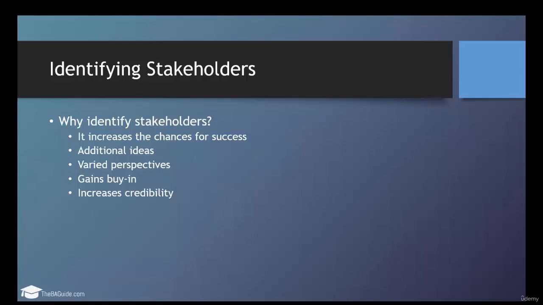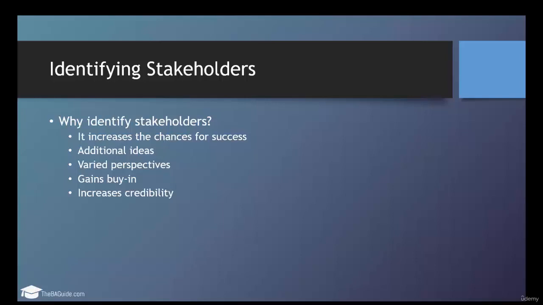After success, gaining buy-in is the next most important reason you identify stakeholders. By gaining buy-in, you have users that are actually going to adopt the project. They're actually going to utilize it. They're going to be excited about it. If they don't have buy-in, if they don't have skin in the game, they're a lot more apt to oppose whatever you're doing. Change is hard. Change is difficult. But when you can make change that benefits the majority of the stakeholders or all the stakeholders, it's going to be a lot easier to sell them on the idea that this project is really there for them and it's being built for them.